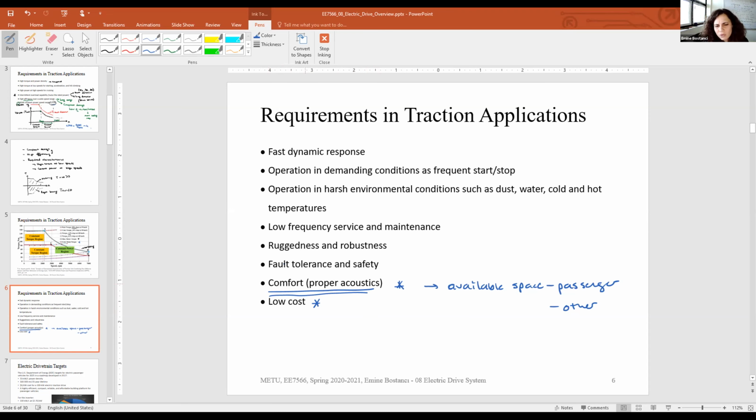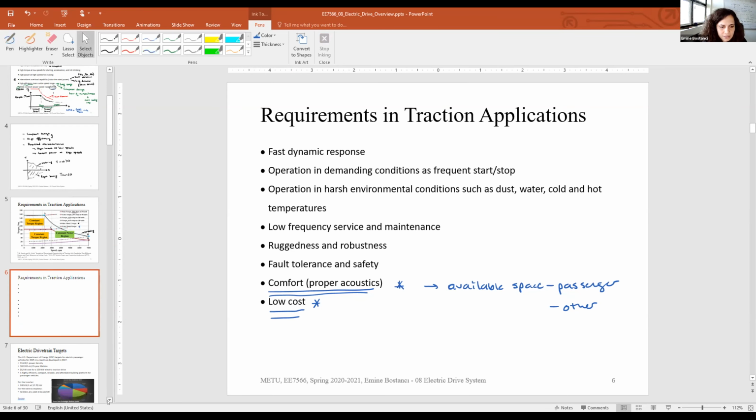Most of the cost of the vehicle is due to the batteries. So if battery technology gets better, the cost of electric vehicles may decrease. But on the other hand, of course, the cost of the inverter comes in second place. Then the cost of the electric machine comes, I think, in third place. So low cost means that we need to use proper materials. We need to make sure that we don't over-design the system and so on. So actually, it is a very demanding application.